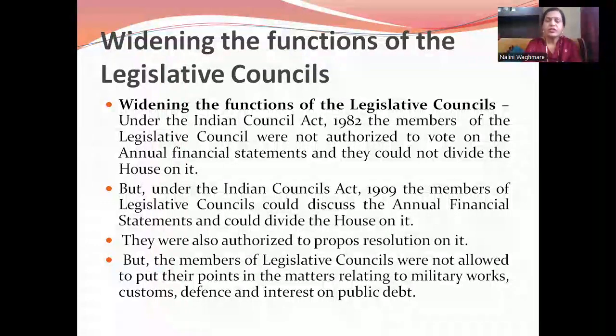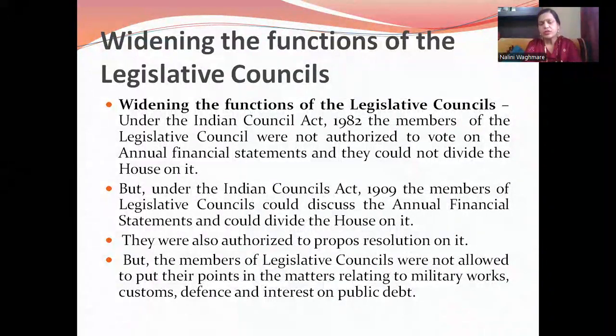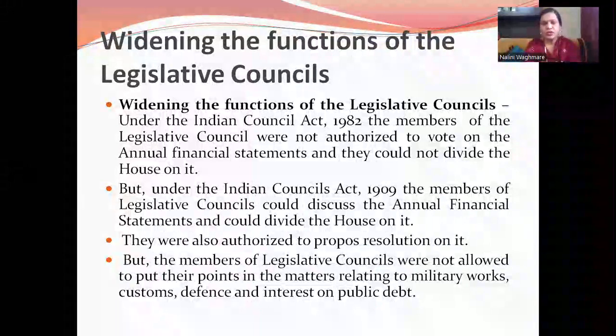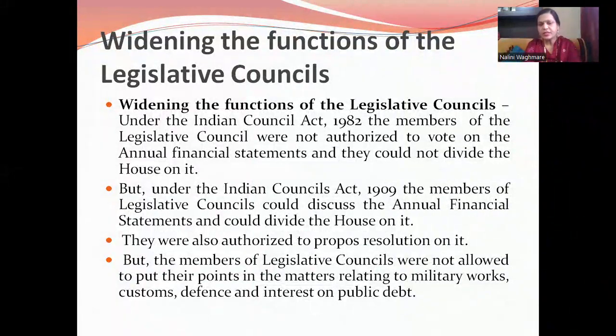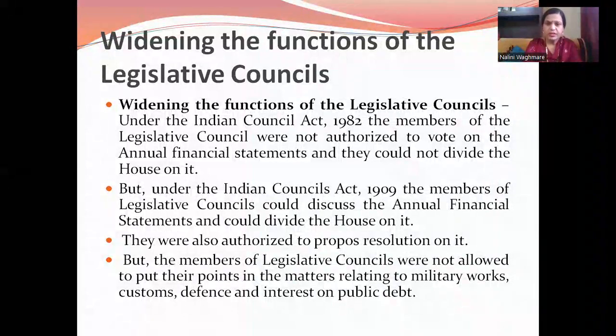At least they had the authority to discuss financial matters. They were also authorized to propose resolutions on it. But the members of the legislative councils were not allowed to put their points in matters related to military works, customs, defense, and interest on public debt.